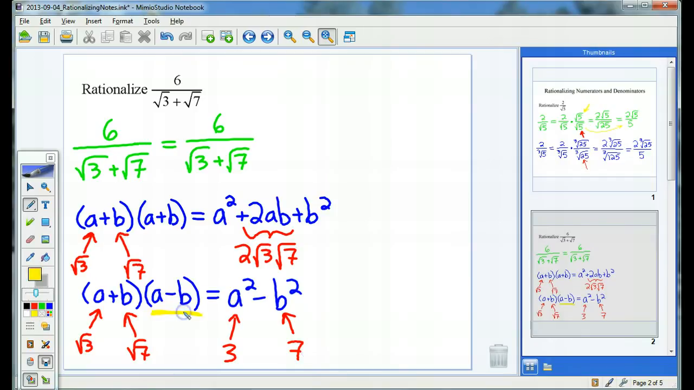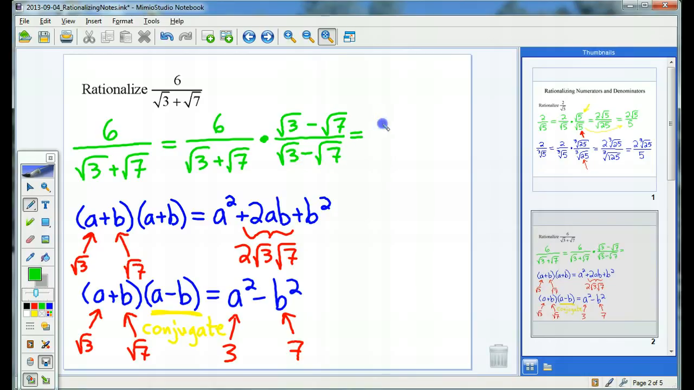Now, a minus b in this case is something called the conjugate. And in fact, those are conjugates of each other, so it's also true that a plus b is the conjugate of a minus b. And that's what we're actually going to use in our special form of 1. So to rationalize a denominator that has a binomial with 2 square roots in it, the special form of 1 we're going to use, in this case for example, is the square root of 3 minus the square root of 7 divided by the square root of 3 minus the square root of 7.